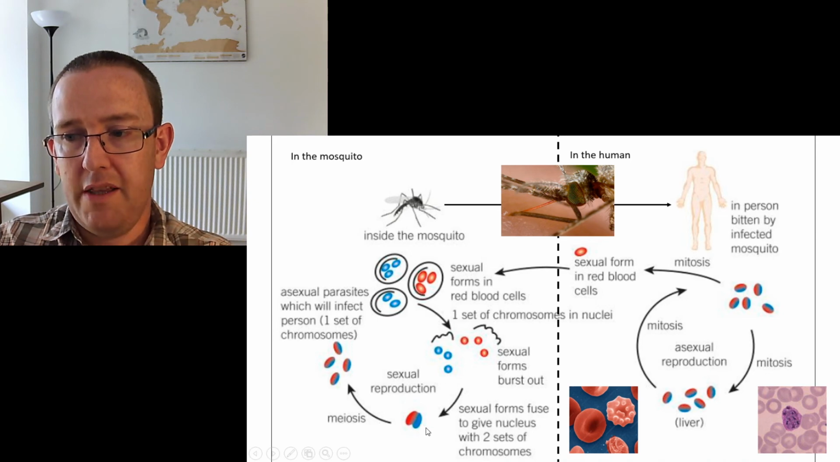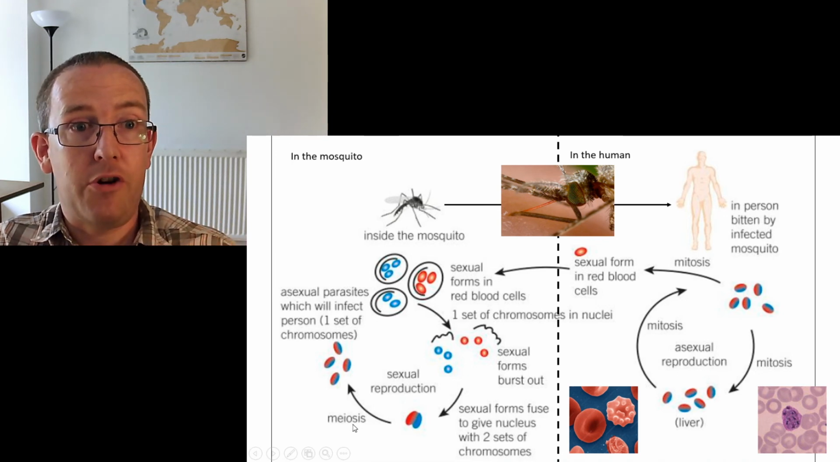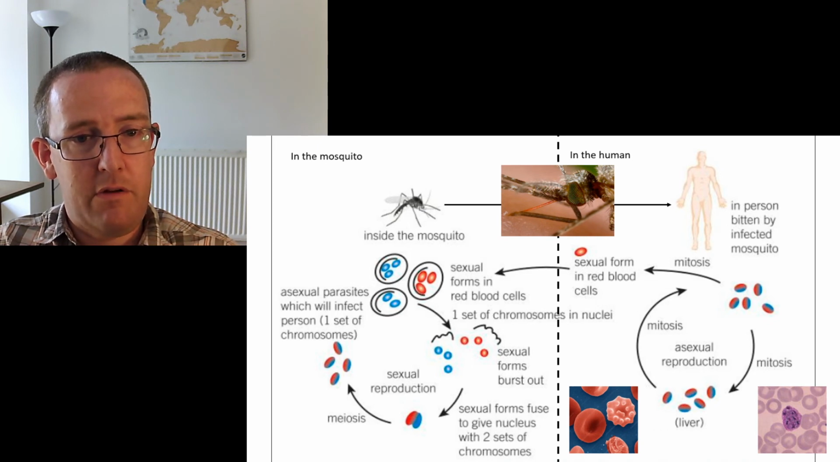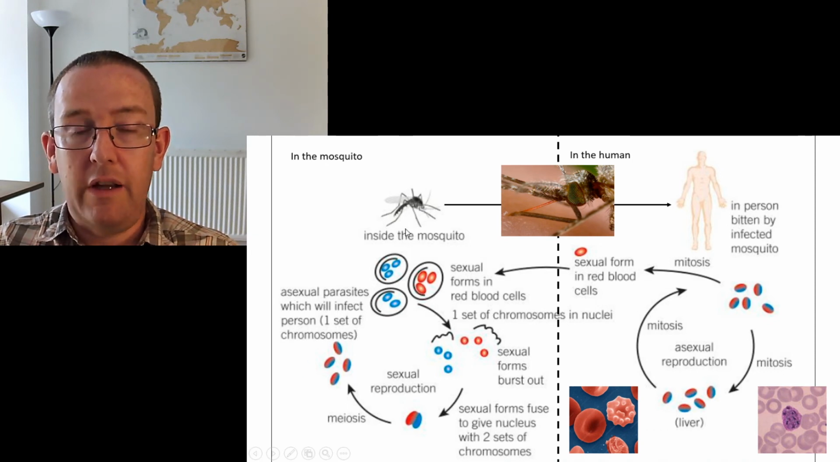So we're down at the bottom here. They fuse together, mixing up their genes, and they then go through meiosis, which is basically the production of a half cell that's got one set of chromosomes, as you can see up here, one set of chromosomes, and then these make their way into the mosquito's mouth parts.